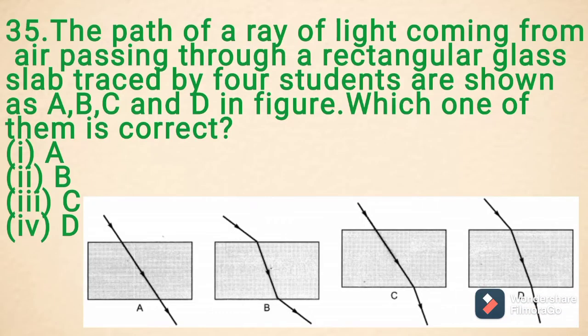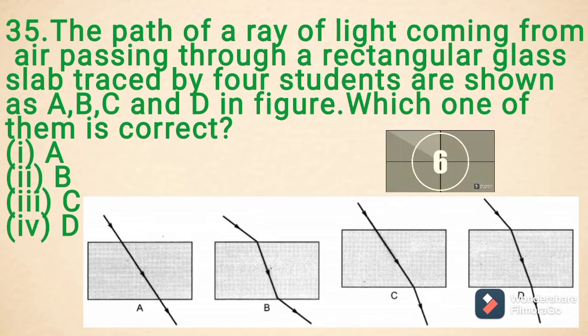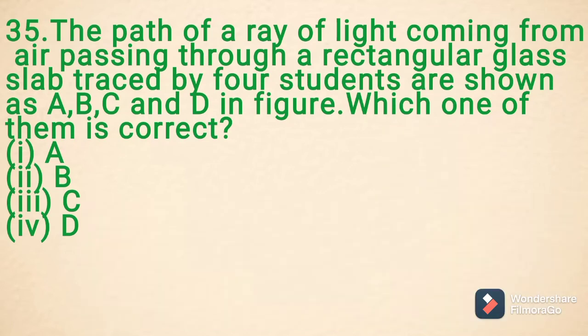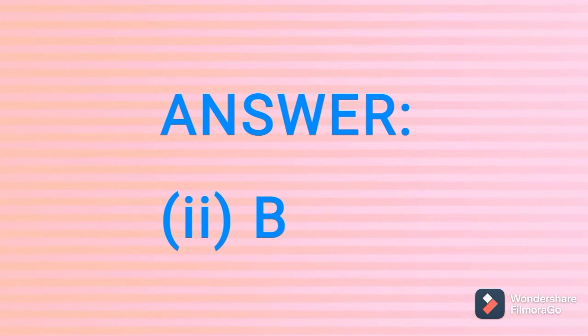Question number 35. The path of a ray of light coming from air passing through a rectangular glass slab traced by 4 students is shown as A, B, C and D in the figure. Which one of them is correct? Option 1, A. Option 2, B. Option 3, C. Option 4, D. And the answer is option 2, B.